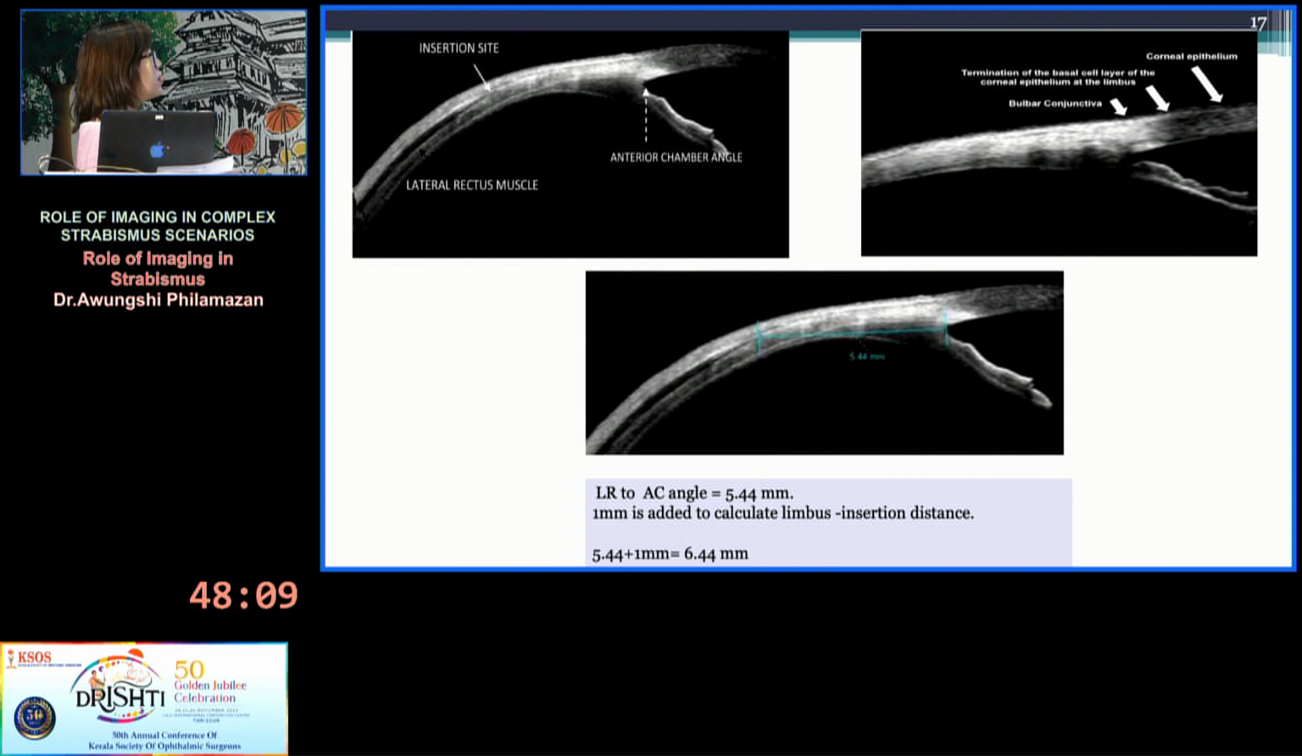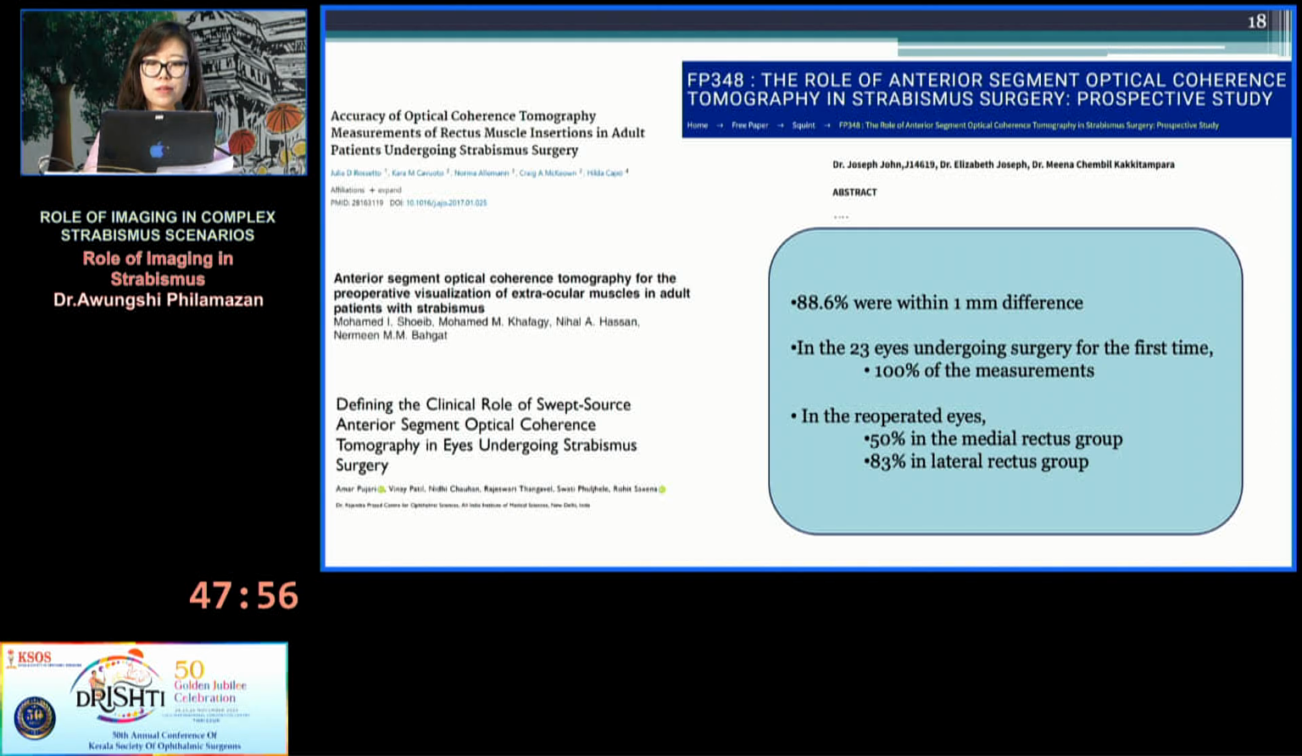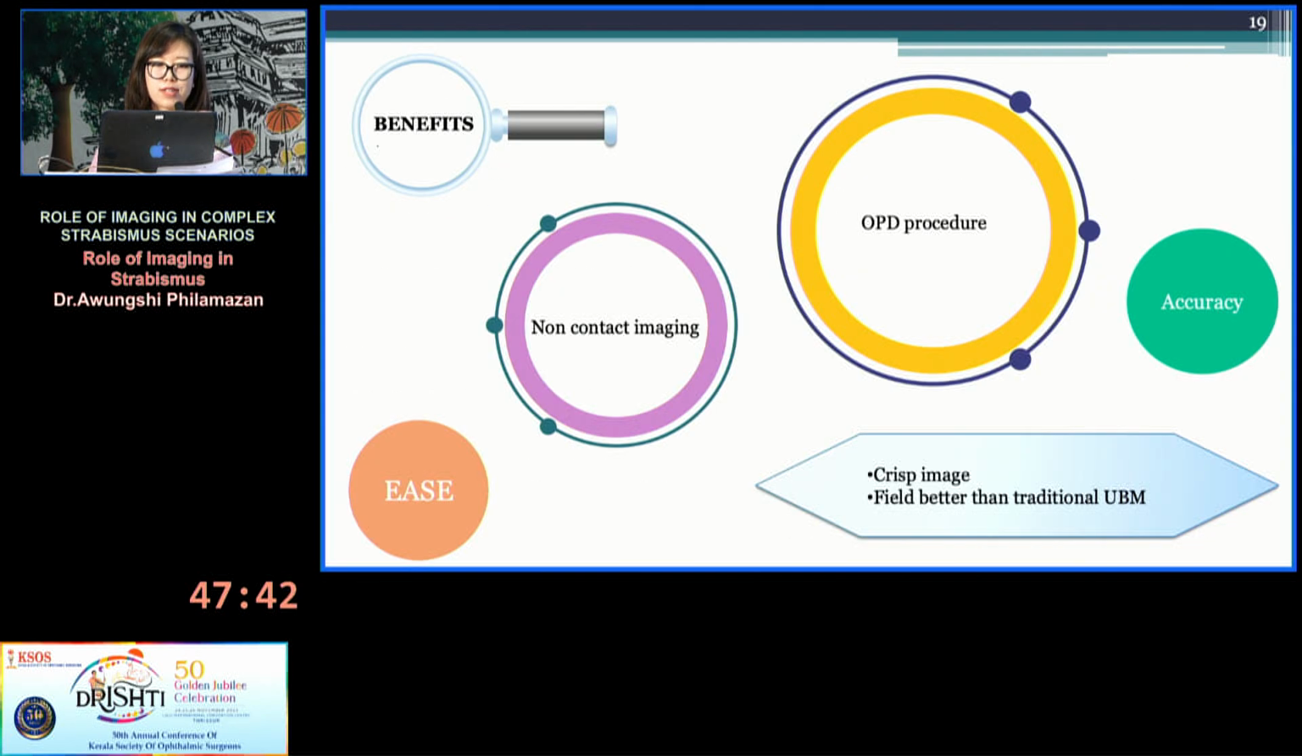In this, we have measured the lateral rectus. The measurement comes as 5.44. To this, we add 1 millimeter, because the distance from the limbus to the iris root is approximately taken as 1 millimeter. Various studies have also been done by our very own madam, Elizabeth madam, who has been sitting here, and 88.6% were within 1 millimeter difference, so it was found to be very reliable for those undergoing surgery for the first time. The benefit is that it's easy to perform, a non-contact OPD procedure, and highly accurate.